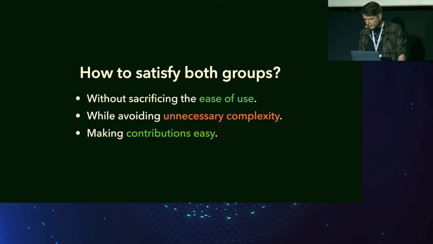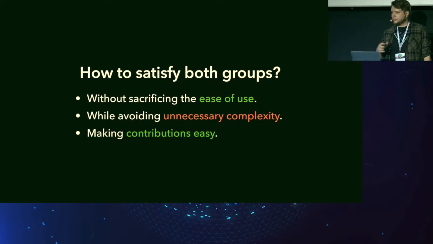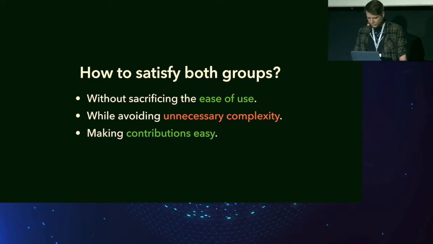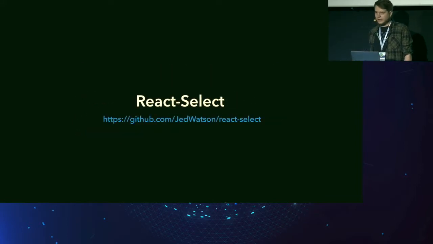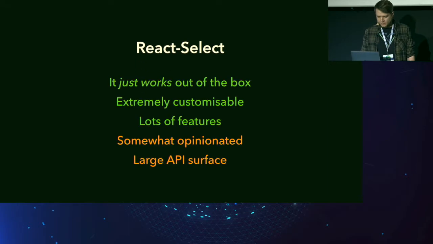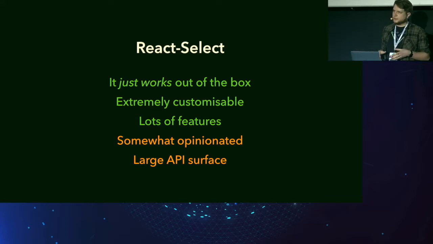So I figured I would look into other ecosystems and how other people approach the problem. So I went to React and found React-Select. It's so impressive, especially how they handle accessibility, which is something my component still has to learn. The biggest perk of React-Select is that it's basically the solution that just works. It's extremely customizable and has lots of features, but in the end, it's also somewhat opinionated, because you have to be opinionated if you are providing so many features, and the API surface is also quite wide.